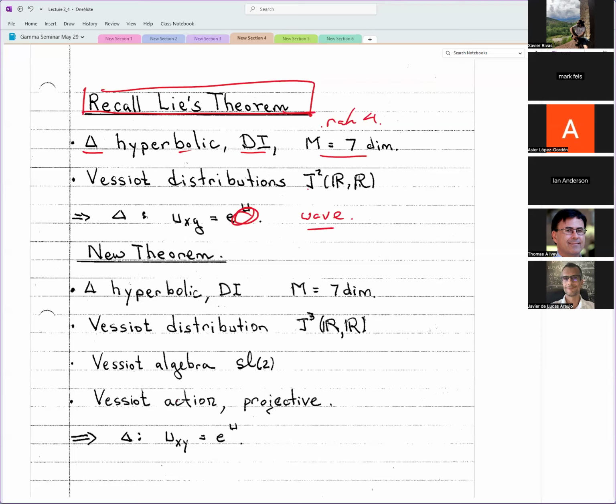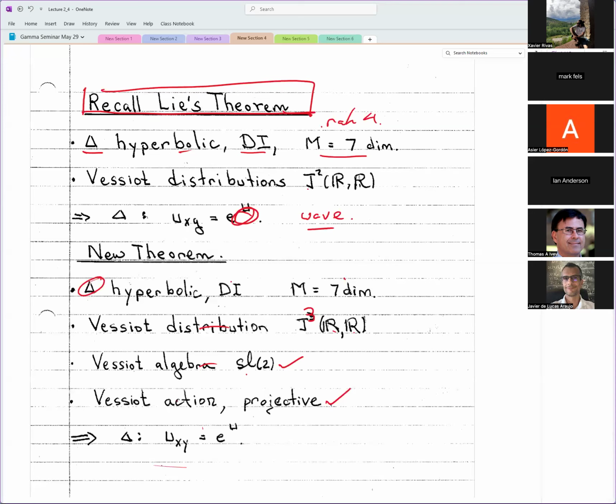Now here's a new theorem, and you can make as many of these new theorems as you can calculate Vecchio distributions and Vecchio algebras for. Consider a hyperbolic DE defined on a 7-manifold. Suppose the Vecchio distributions are J3 or R. The Vecchio algebra is the abstract Lie algebra SL2, but the Vecchio action is actually this projective action. So you start with this thing. Maybe it's in horrendous coordinates. You don't know anything, but all this stuff you can calculate. And the conclusion is that the equation is the Liouville equation.